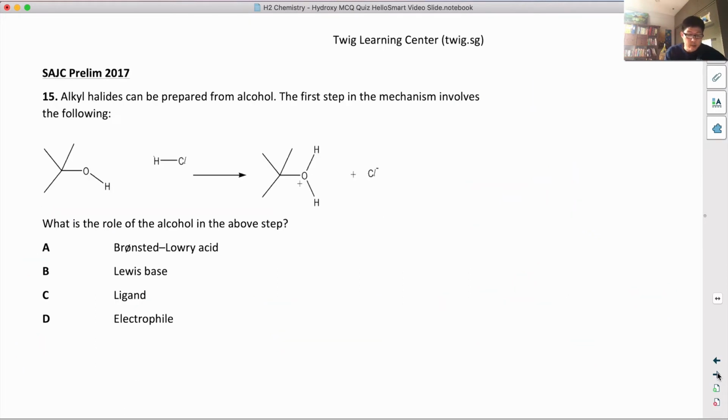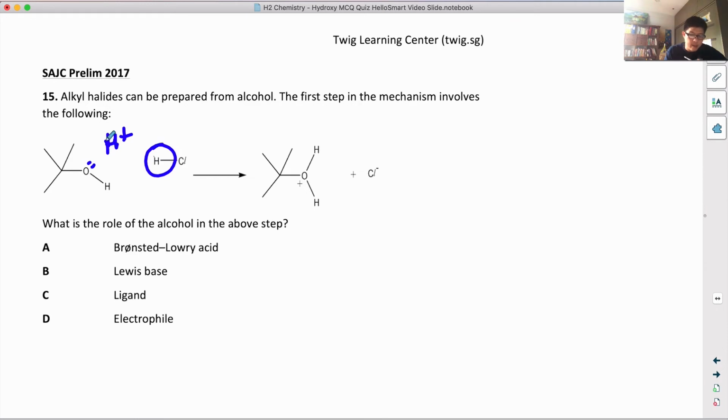Okay, let's look at the next one. Alkyl halides can be prepared from alcohol. The first step mechanism involves the following. So what's the role of the alcohol in this step? The alcohol here has a lone pair on the O, and is actually accepting a H plus from HCl.